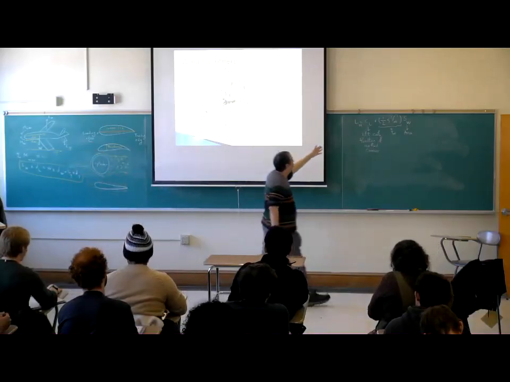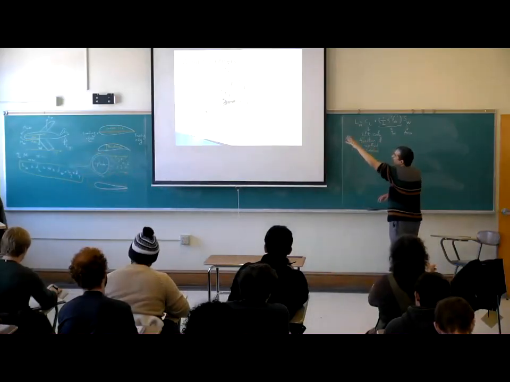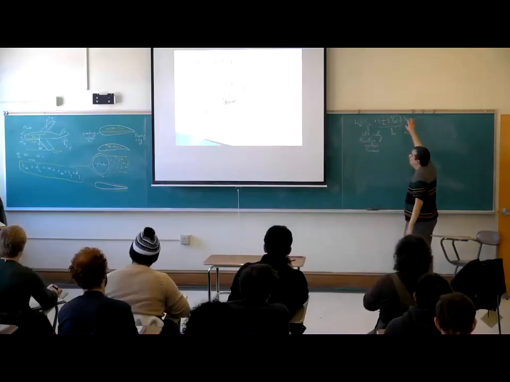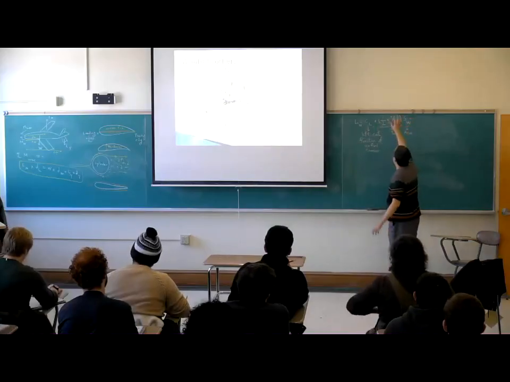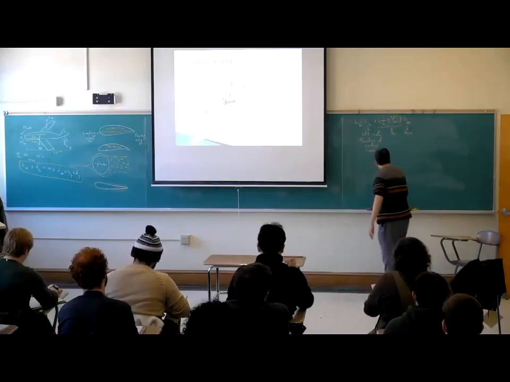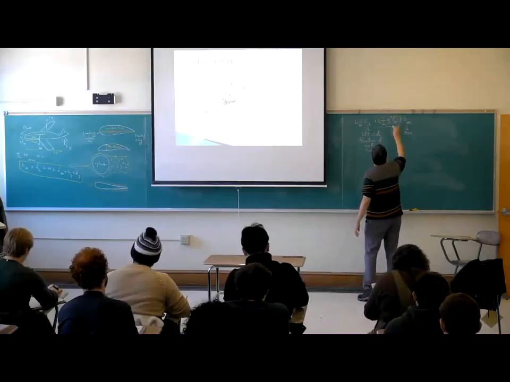CL is a function of the camber of the airfoil. The camber is the same, so just the area is doubled. CL is the same, V is the same, rho is the same. Rho is also rho infinity.